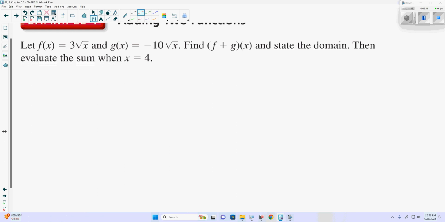Let f of x be 3 times the square root of x, and g of x be negative 10 times the square root of x. Find f plus g of x. Now, we're not going to worry about the domain, and then we're going to evaluate when x is 4.